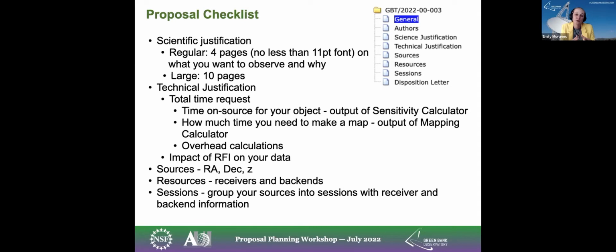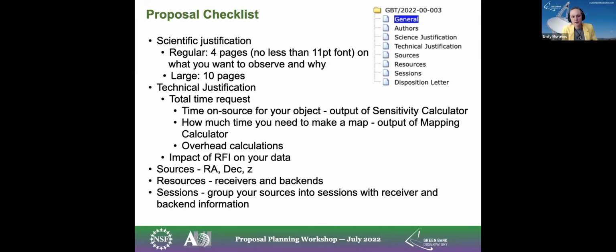Also in the technical justification, you have to talk about the impact of RFI on your data. So you have to acknowledge that RFI will affect you somehow and how you're going to deal with that. You also need to know the RA, Dec, and redshift of most of your sources. For the resources section, you'll have to know what receivers and backends you're going to be using. And for sessions, you'll need to group your sources into sessions with receiver and backend information. So you just need to group everything together, and then that's what gets translated into what goes into scheduling on the GBT.